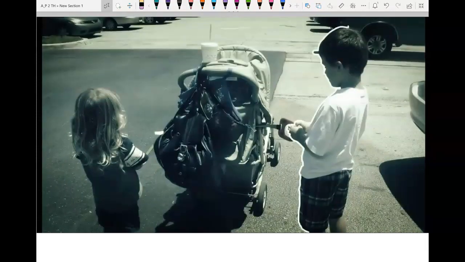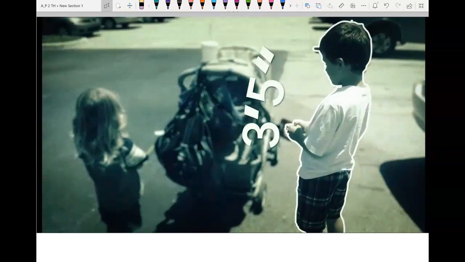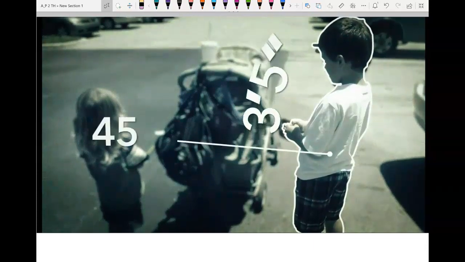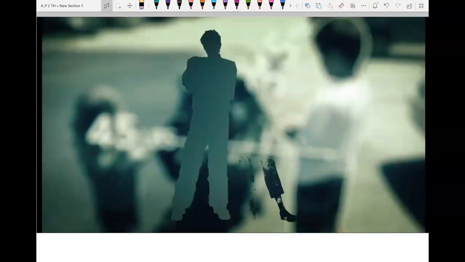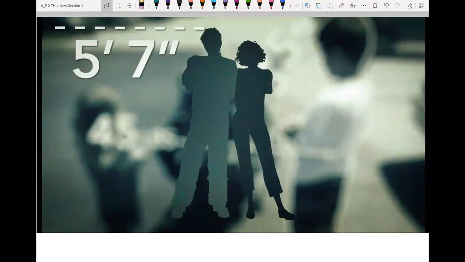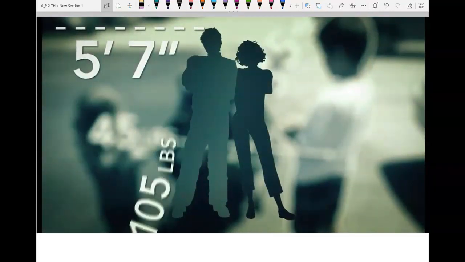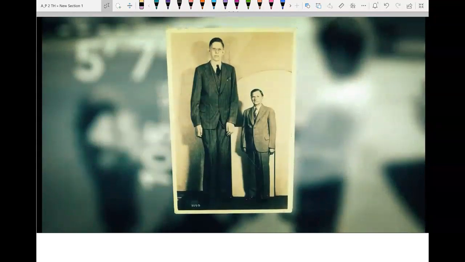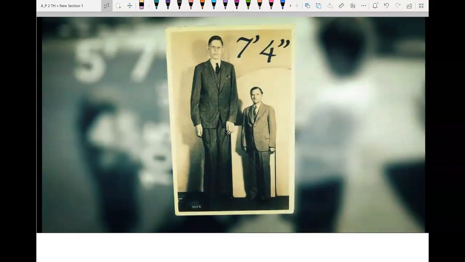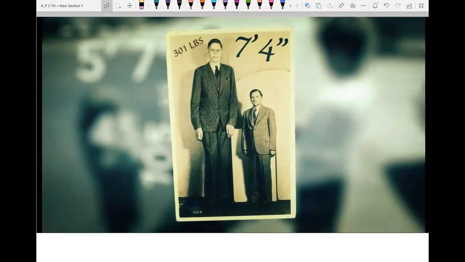By his first birthday, Robert was 3 feet 5 inches tall, weighing 45 pounds. At 11 months old, he was already walking. By the age of 5, Robert was taller than his own mother at 5 feet 7 inches. He weighed in at 105 pounds. By the age of 13, Robert was an astonishing 7 feet 4 inches and weighed in at 301 pounds.